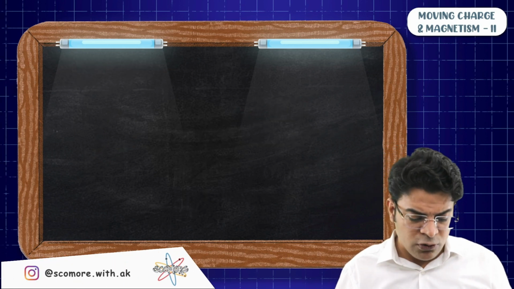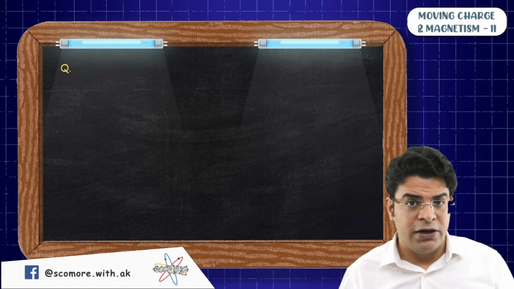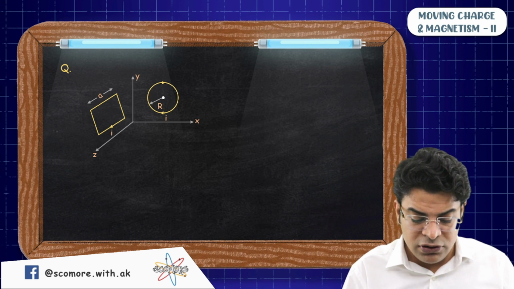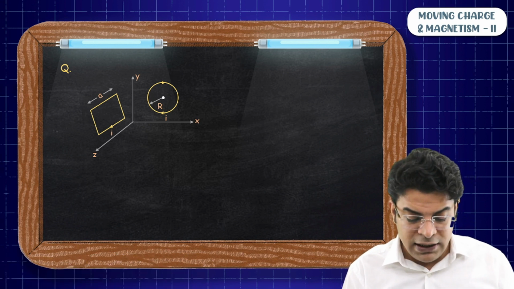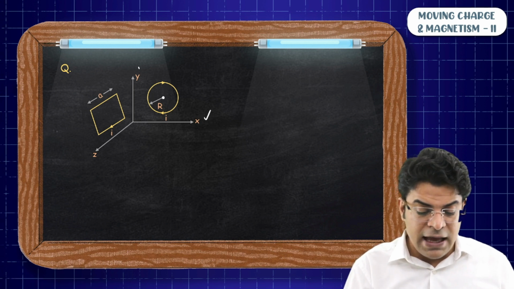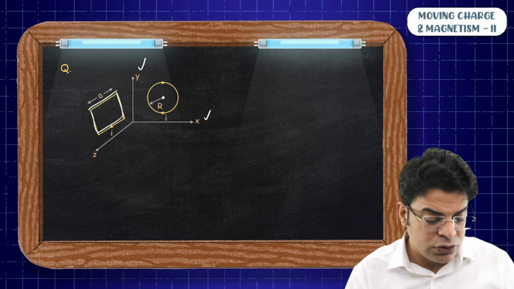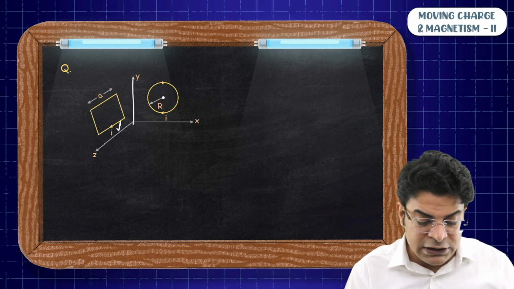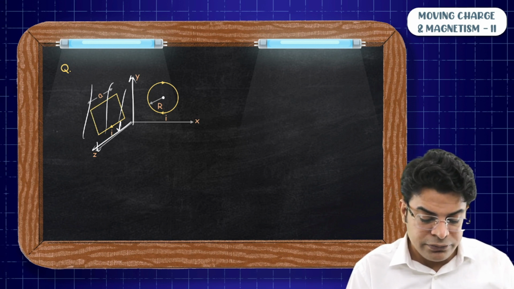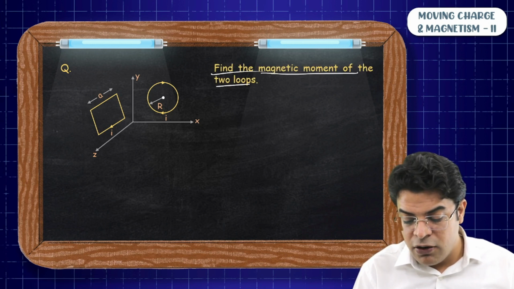So let's move on and do a question to understand the magnetic moment better. Let's say you have these two loops, one in the shape of a circle carrying current I placed in the xy plane, and another in the shape of a square carrying current I placed in the yz plane. The question is, find the magnetic moment of the two loops.